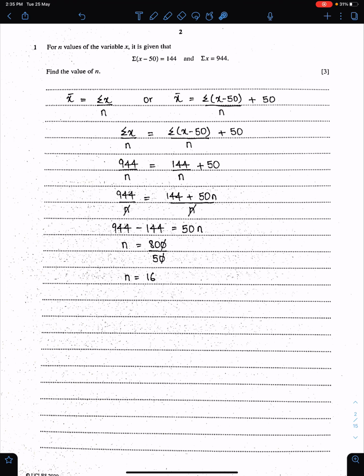Question number 1. Before starting this question, 2 important tips to solve the paper in a good way. Number 1, read the questions carefully. Number 2, avoid careless mistakes.